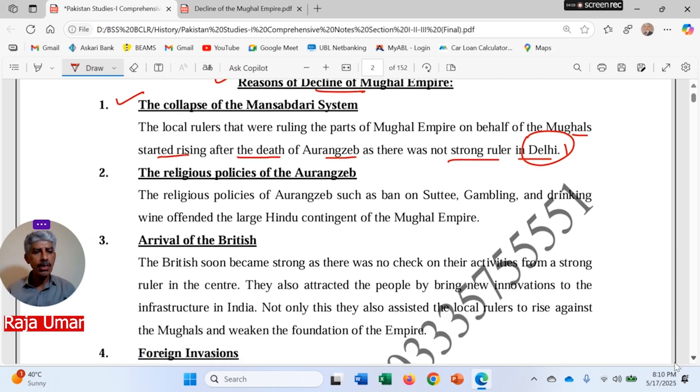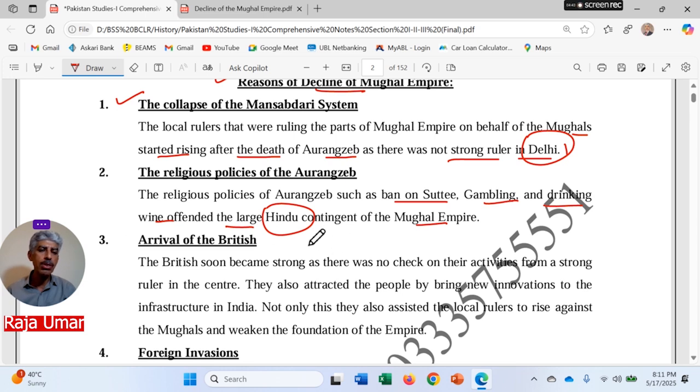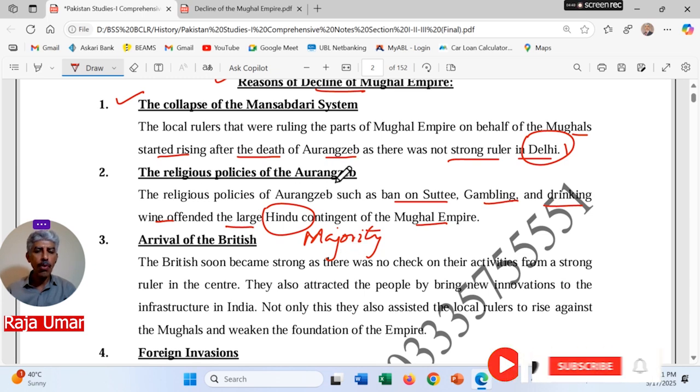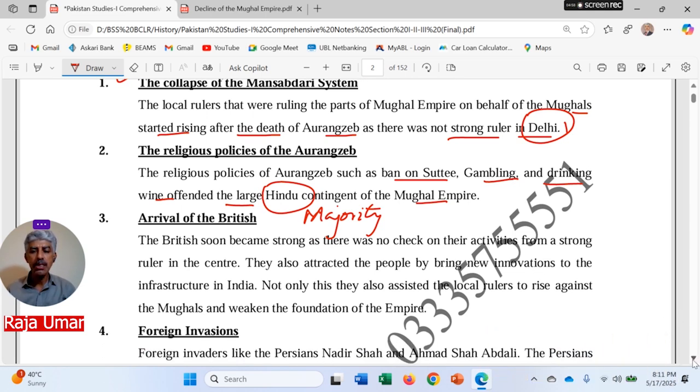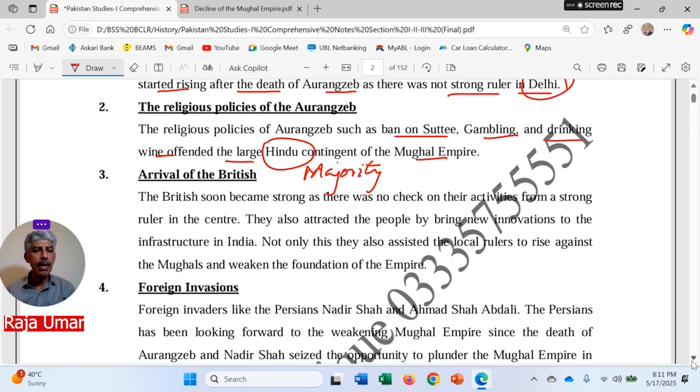The religious policies of Aurangzeb, such as banning sati, gambling and drinking wine, offended the large Hindu contingent of the Mughal Empire. As we know, the Hindus were in the majority, so the policies of Aurangzeb were not in favor of Hindus. That's why the majority of the population of the subcontinent went against Aurangzeb, and afterwards this led to the collapse of the empire.